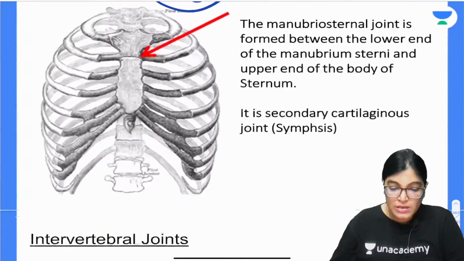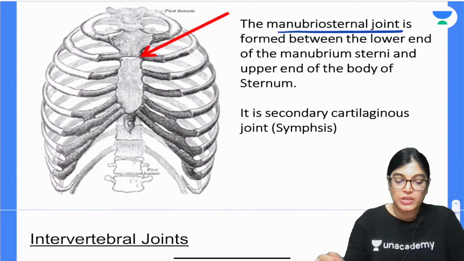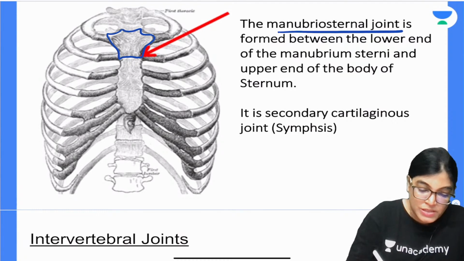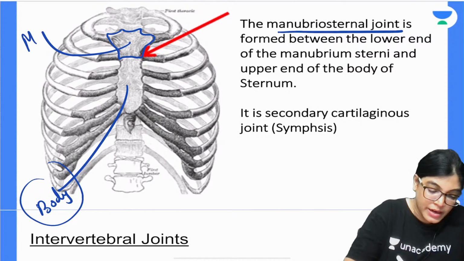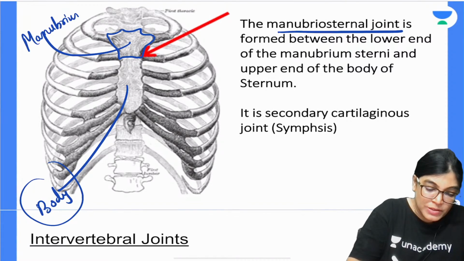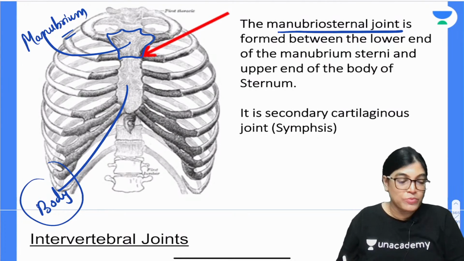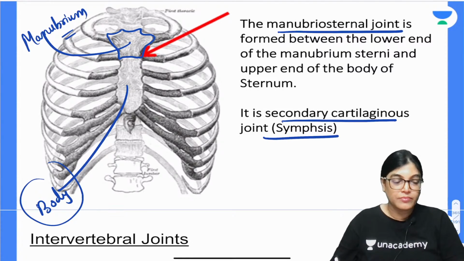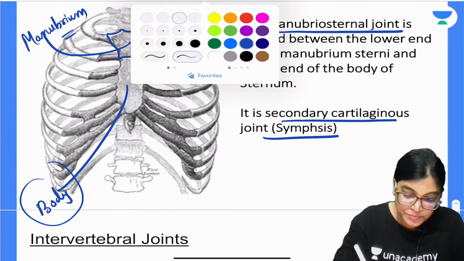Now, the manubriosternal joint. It is an articulation between the lower end of the manubrium sterni and the body of the sternum. This is the body of the sternum and this is the manubrium sterni. This articulation is an example of symphysis, or secondary cartilaginous joint.